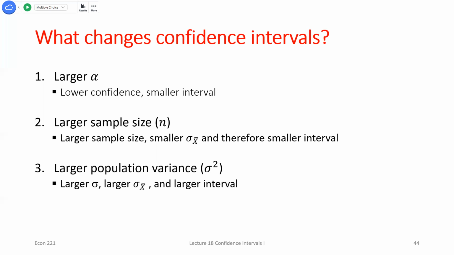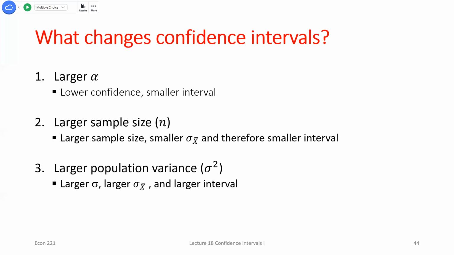Okay. Now, the third one, we don't waste too much time on because we don't really have any influence over what the population variance is. But if the original variance on the data was higher, our confidence interval is going to be a little bit higher as well. But we can't really change that. So we don't focus on it too much. Okay, any questions over these?